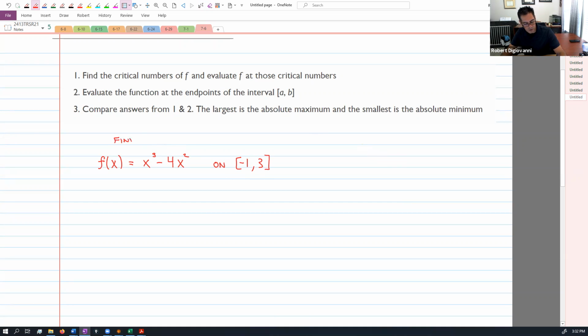I need to give you the instructions. Find the absolute max and minimum values. I could have asked you to find the global extremes. That's another way I could have asked you to do this. Find the absolute maximum and minimum values of this function, or I could have said, find the global extremes.